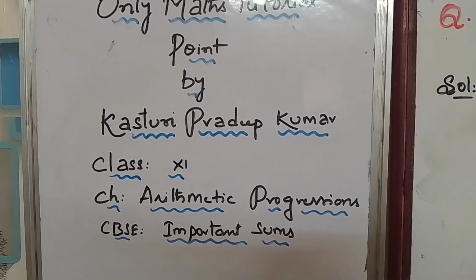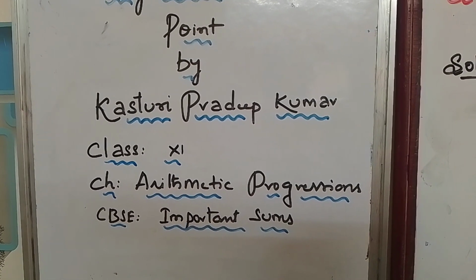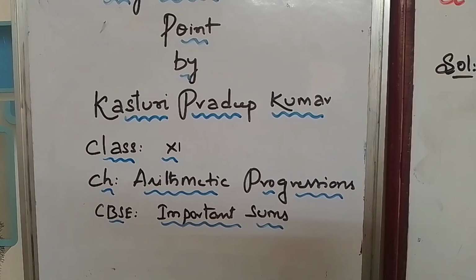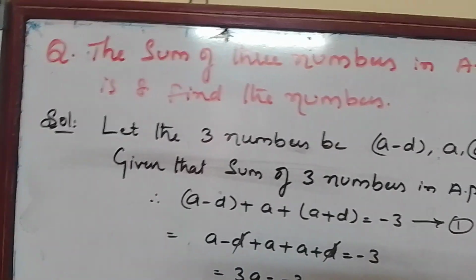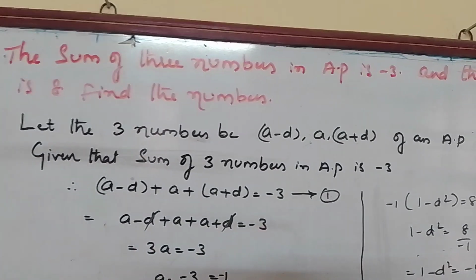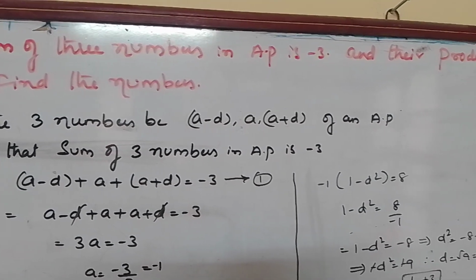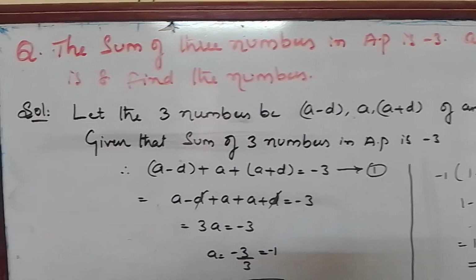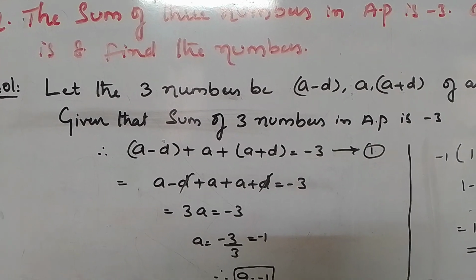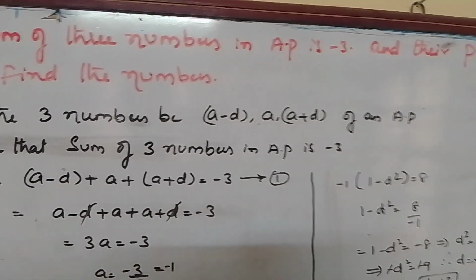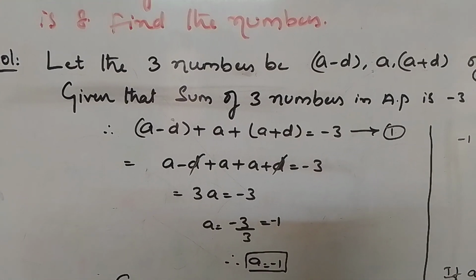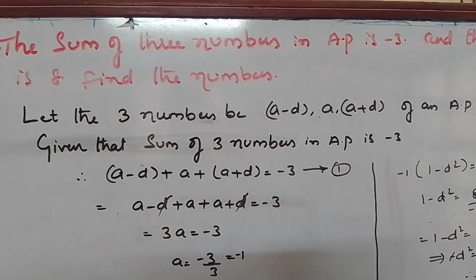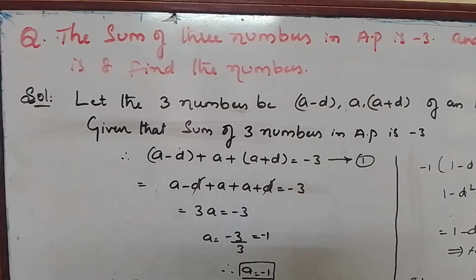Today we are going to discuss the class 11th chapter Arithmetic Progression, CBSE pattern, some important questions. The question is: the sum of three terms in an AP is minus 3 and their product is 8. Find the numbers. So we need to assume three numbers in an AP series.